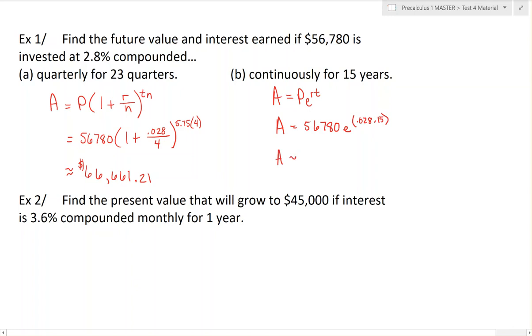So A is about, again, you can put this in your calculator, 56,780 times e to an exponent of 0.028 times 15, and we get $86,416.98, and put your label on there.